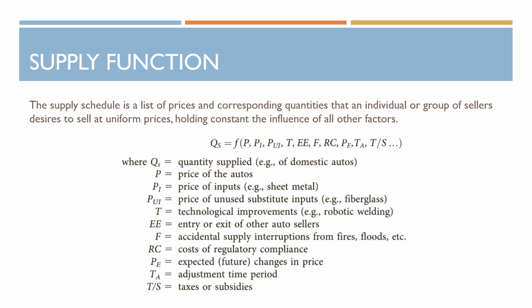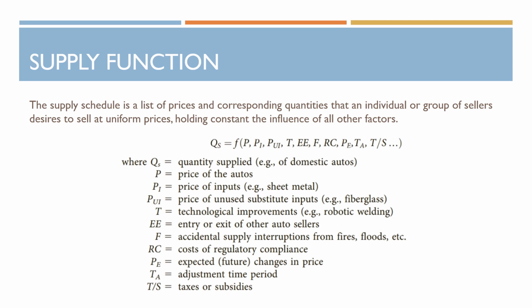On the other hand, supply also has similar factors that change the supply of a good. For example, the price of the production inputs, the price of unused substitute inputs, technological improvements, the number of sellers in the market, the costs of complying with regulations, taxes, and also expected changes in prices in the market in the future. All of this is what we call the determinants of supply, or the shifters of the supply curve.